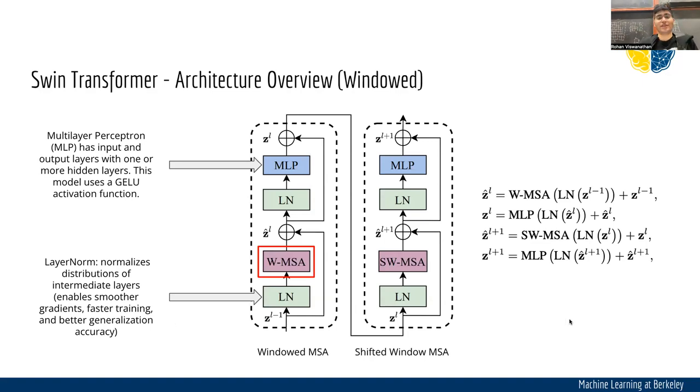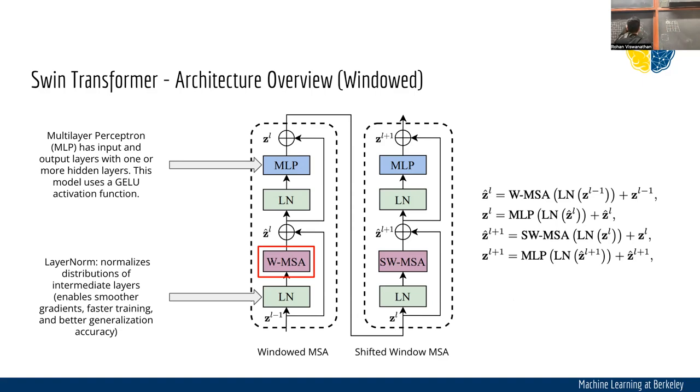You might be familiar with the transformer architecture by now. It's been the focus of our last three classes. But essentially, now there are two parts to the Swin architecture. On the left, we have window multi-head attention, and on the right, we have shifted window attention. We're going to start by going over regular window attention, WMSA, and then we're going to move on to shifted window. We have a multi-layer perceptron at the end, with an input and output layer with some amount of hidden layers in between. And this uses a ReLU activation function, right? So we know that ReLU is a rectified linear activation function.